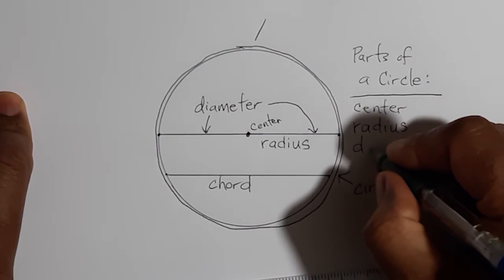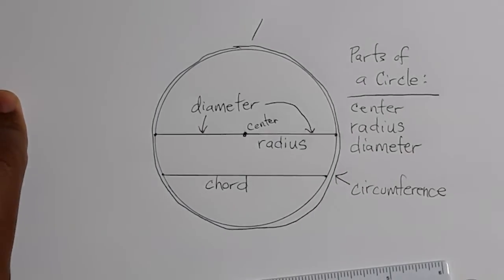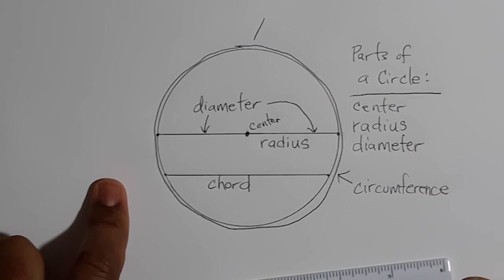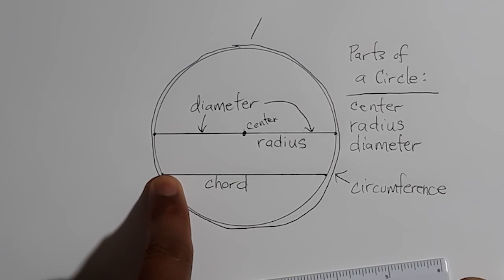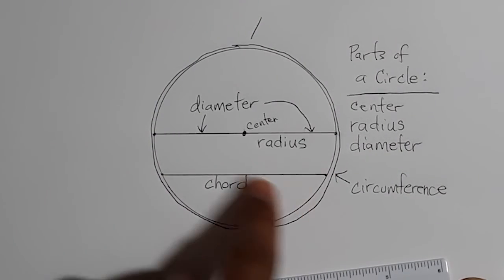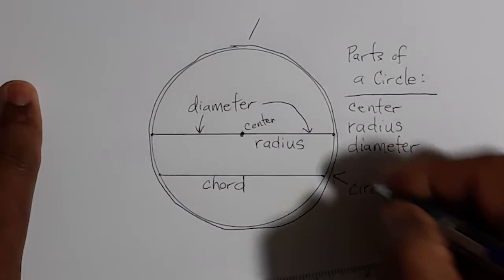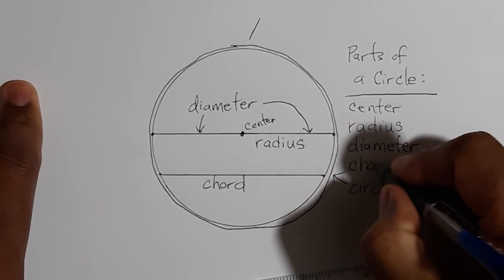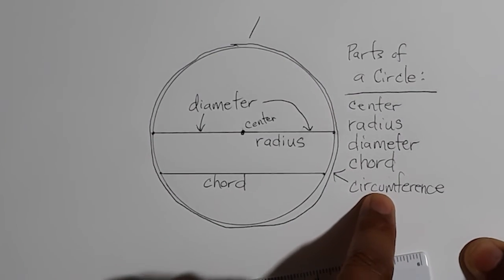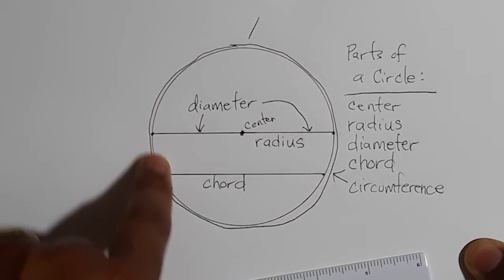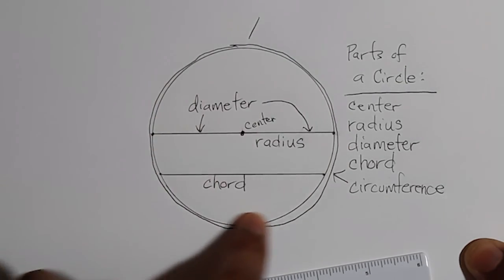So we've covered the center, the radius, the diameter, and then a chord is a line with two endpoints. As you can see, it has two endpoints here, that touch the outside boundaries of the circle, but it does not go through the center of the circle. So that is what a chord is. And then the last thing that we covered was the circumference. And the circumference is the distance around the circle. It's the distance around the circle or the outside boundaries of the circle.